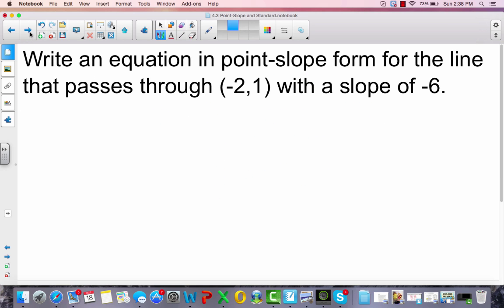All right, now write an equation in point-slope form for the line that passes through negative 2, 1 with a slope of negative 6. Let's write the formula for you here. y minus y1 equals m slope times x minus x1. Now you write it out this time. Pause the video, write it out, and see what you come up with, and then we'll compare it with what we get when we do it together.